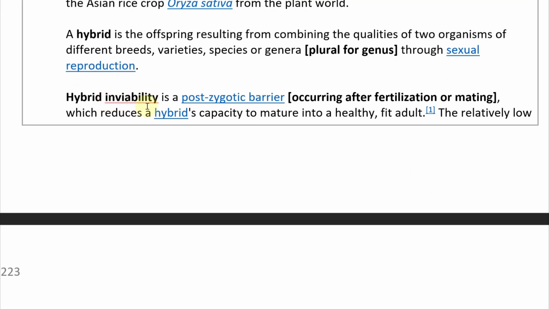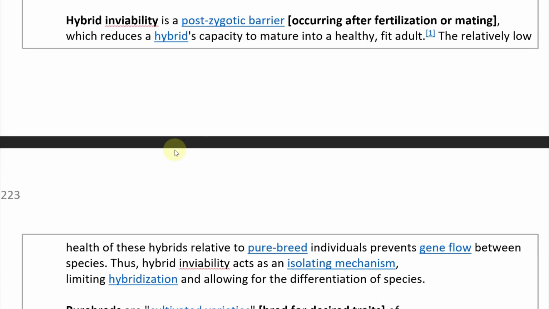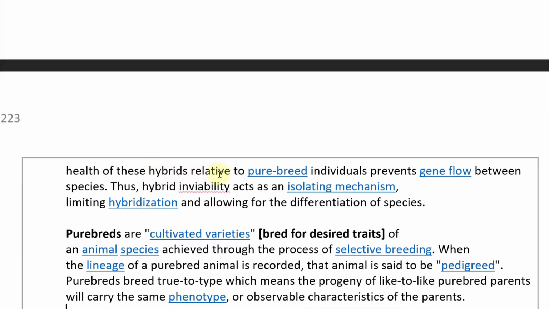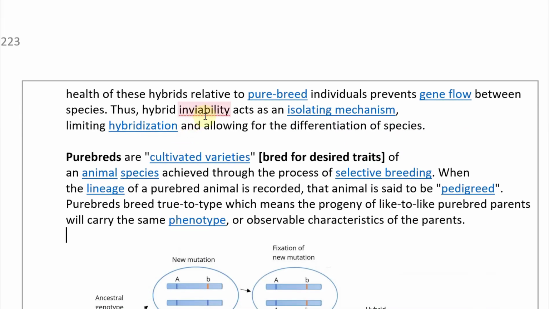And hybrid inviability is a post-zygotic barrier, occurring after fertilization or mating, which reduces a hybrid's capacity to mature into a healthy, fit adult. The relatively low health of these hybrids relative to purebred individuals prevents gene flow between species. Thus, hybrid inviability acts as an isolating mechanism, limiting hybridization and allowing for differentiation of species.